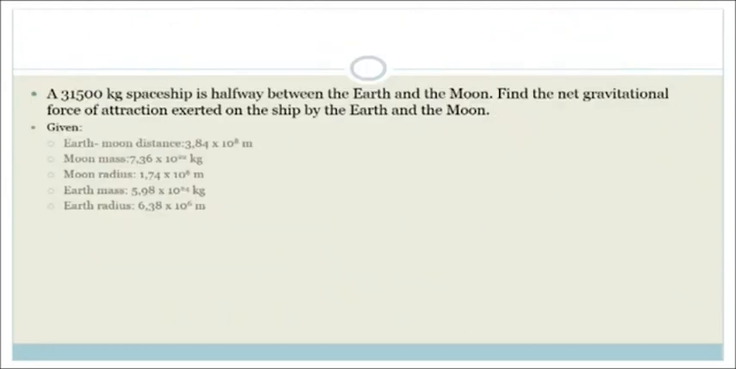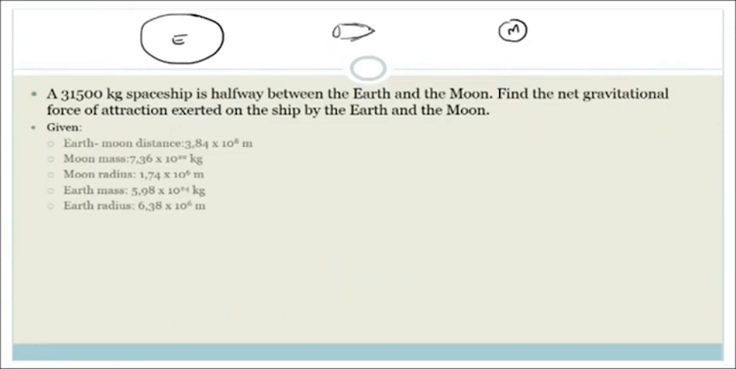Right, this is a question that a lot of students struggle with, which is why I've included it. Okay, we have the Earth, and we've got the moon, okay? And it says that there's a spaceship. Okay, oh, I really suck at drawing.